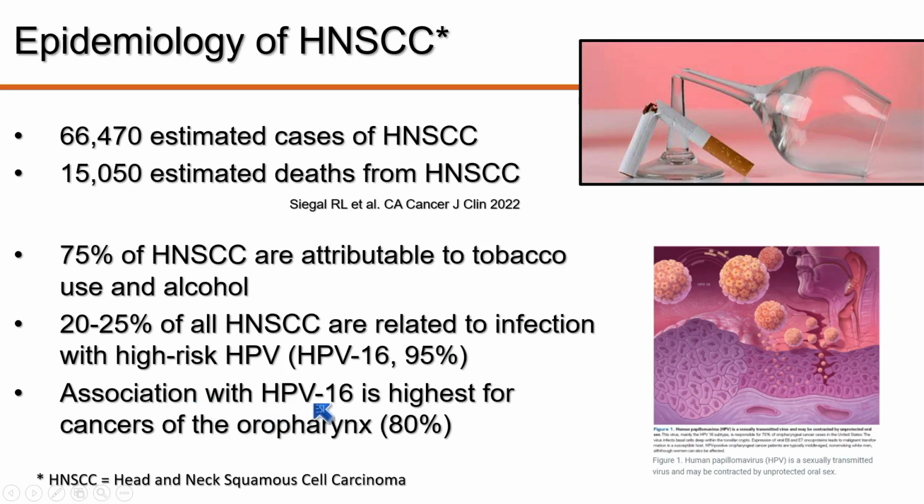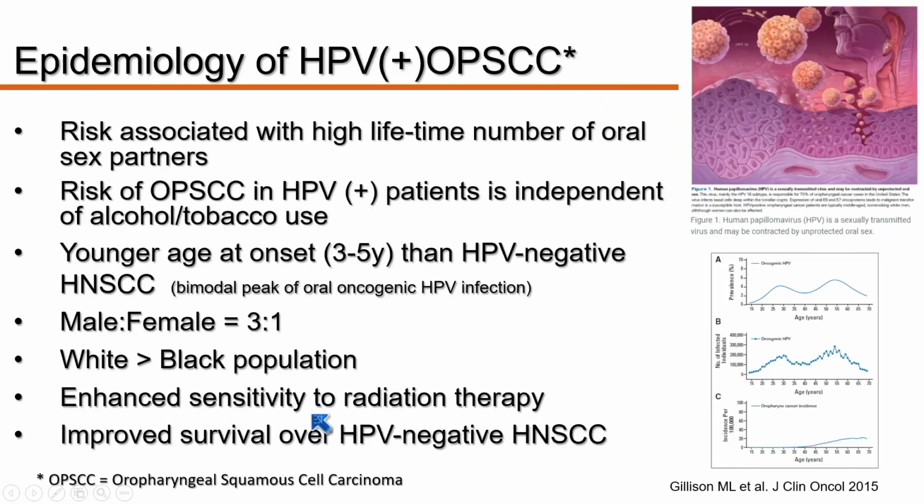And the association with HPV is highest for cancers in the oropharynx. So when we're talking about head and neck squamous cancers, the ones that we think about with HPV are going to be in the oropharynx predominantly. The risk of this type of cancer is related to the lifetime number of oral sex partners. So it is high-risk sexual activity. It's independent of alcohol and tobacco abuse. These tumors have a younger age at onset, about 3 to 5 years younger than the HPV-negative cancers of the head and neck.